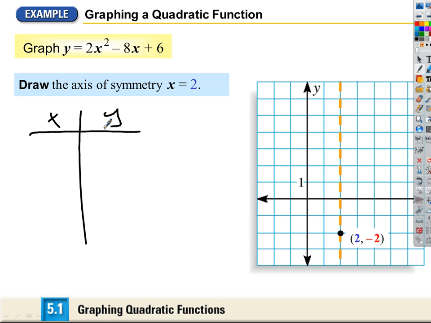Let me ask you a couple questions here. Do I want to pick a value that's really far away to the right or to the left from the vertex? Probably not. How come? You're right.